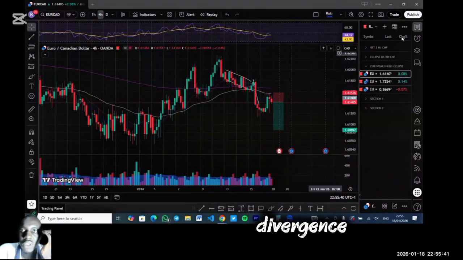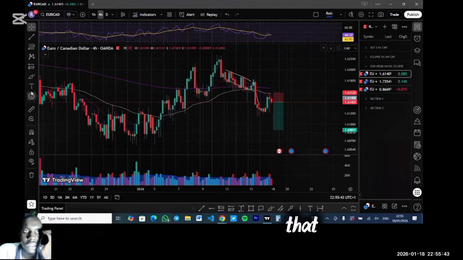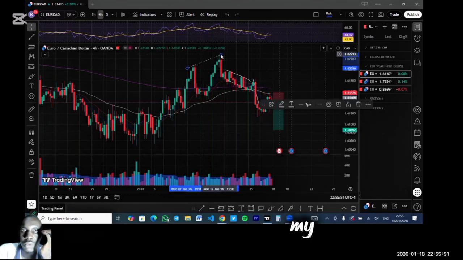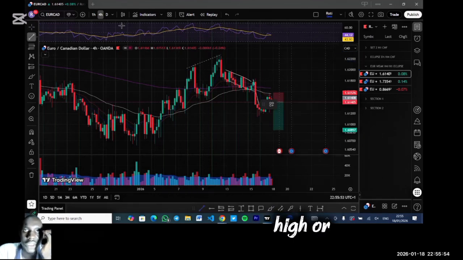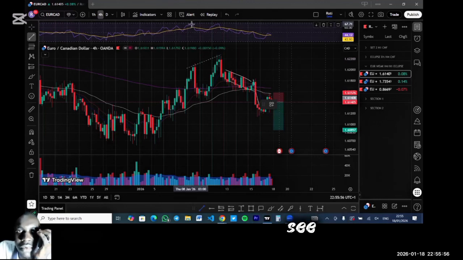Also, we can see divergence here. That is another tool I like to use a lot. Let me use this. This is the divergence. This is my high. Look at the high. With the divergence, we can see a sort of maintenance of the high.